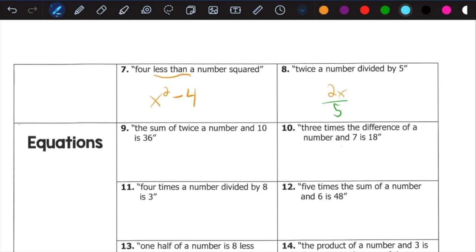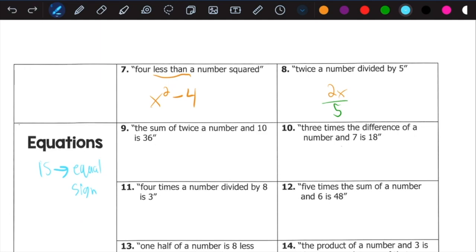The sum of twice a number and 10 is 36. So now notice we saw is. That's an equation. So anytime you see the word is, that's going to be your equal sign. So is means it's an equal sign. And I can't really use the equal sign between is and the equal sign here off to the left, because then that would look really odd. None of that really makes a load of sense there.